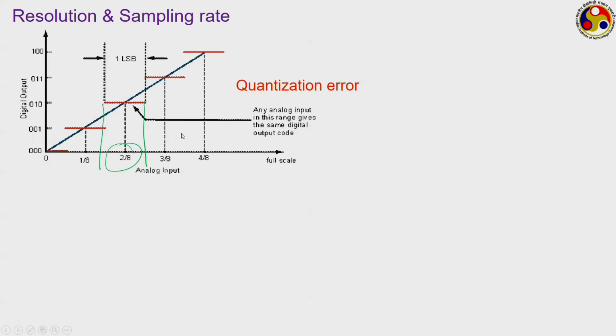This is called the quantization error. If you remember, in our first lecture in this particular module, we mentioned the quantization error: an analog signal is independent of quantization error because you are not doing any sampling there, whereas in a digital signal we are doing the sampling, leading to this quantization error.